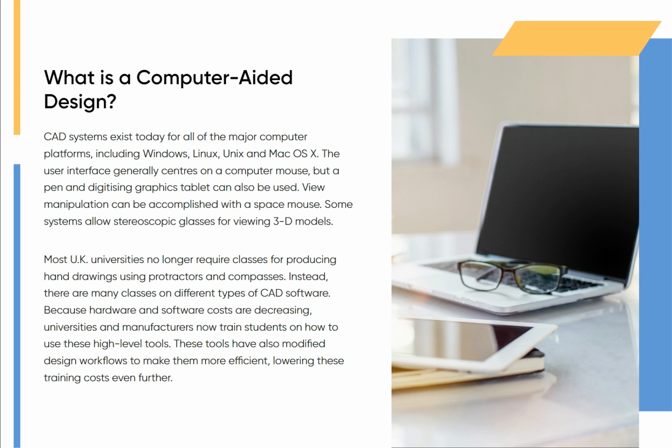Most UK universities no longer require classes for producing hand drawings using protractors and compasses. Instead, there are many classes on different types of CAD software. Because hardware and software costs are decreasing, universities and manufacturers now train students on how to use these high-level tools. These tools have also modified design workflows to make them more efficient, lowering these training costs even further.